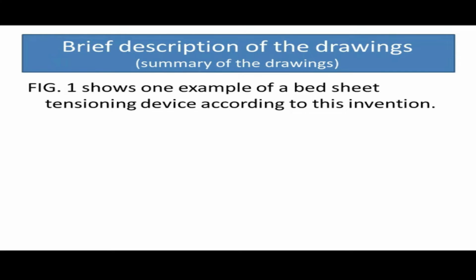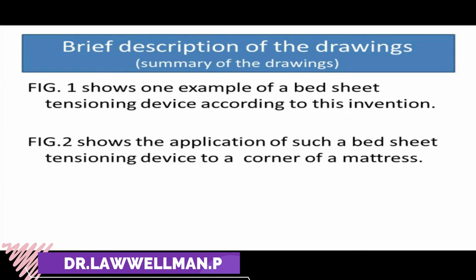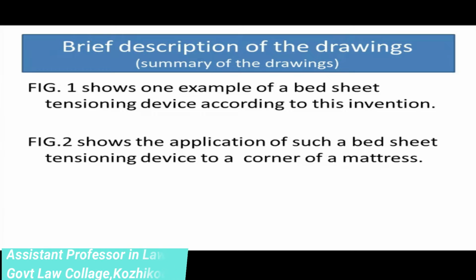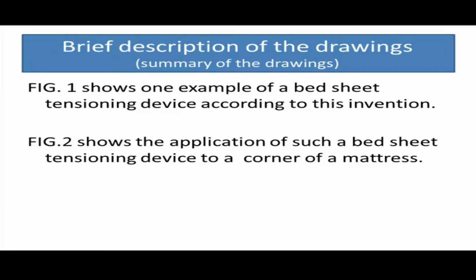And then comes the brief description of the drawing. This is another part of the specification. If you remember the listing of different parts of the invention, this is what a summary of drawings would be. And you have figure 1, which shows one example of the bedsheet tensioning device according to this invention. Figure number 2 shows the application, how it is used, the best method of operationalizing it, right? That's what the requirement under patent law is. So figure 2 shows the application or the use of such a bedsheet tensioning device to a corner of a mattress, a corner of a bed. That's what it says.